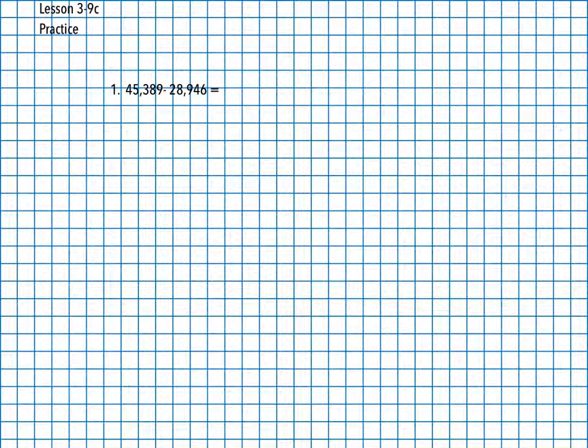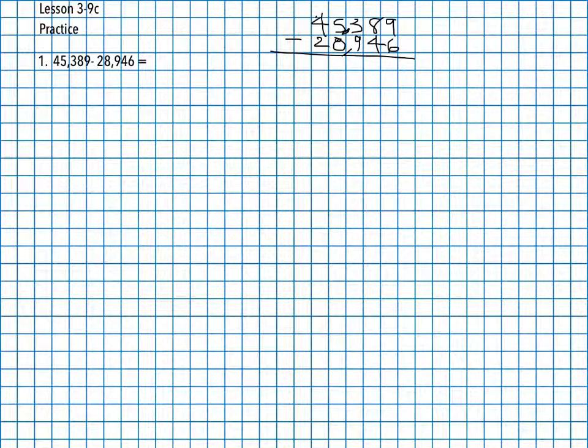Now, one of the things, ladies and gentlemen, we often get problems written this way, and we get horizontal problems. One of the things we need to do is get used to writing them vertically. So it's going to be 45,389. Now, when there's no decimal point to line up, a good thing to line up would be the commas. So 28, comma, 946. And now we're ready to subtract.